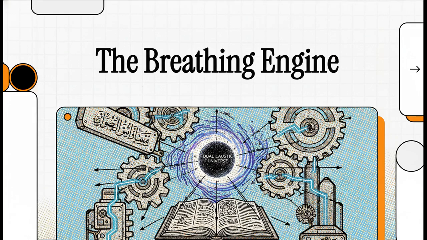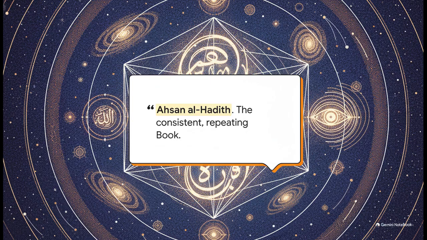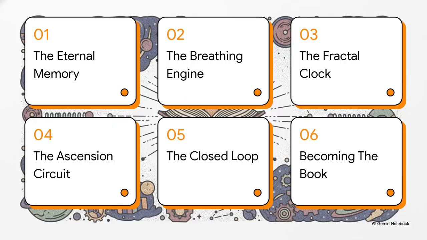Let's get into it. Our source material grounds this entire framework in chapter 39, verse 23, Ahsan al-Hadith, the best, most consistent, self-referencing pattern in existence. The idea here is that the book is actually the eternal memory of the Rasul. It's a closed tesseract that is actively reading you, the observer, right back, mapping out an interactive field of pure knowledge. So think of today's analysis as your cosmic engine manual.